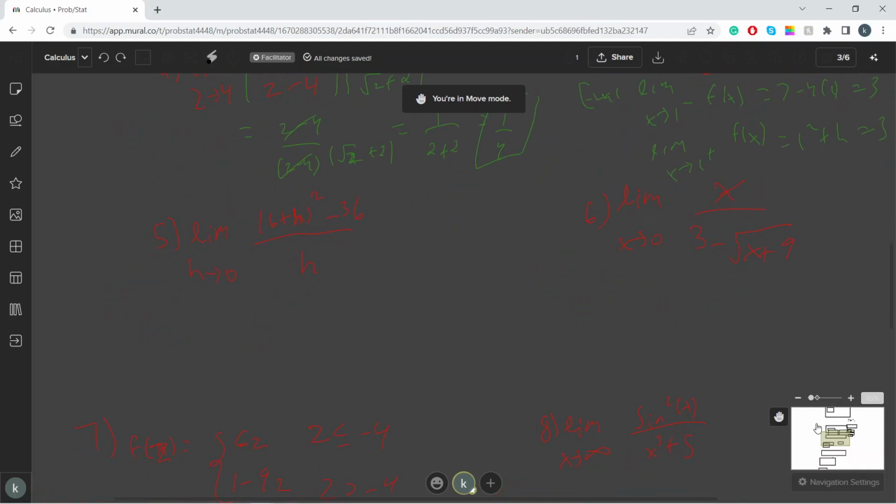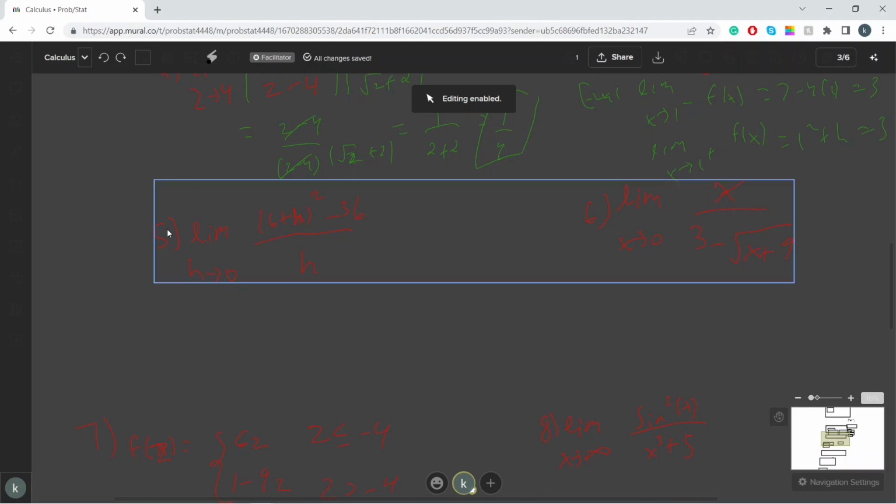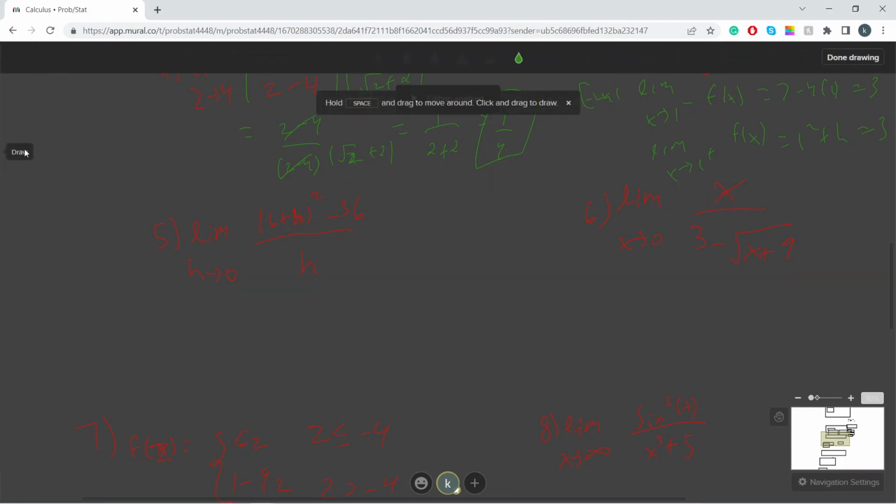All right, now comes problem 5. Okay, we want to evaluate the limit as h approaches 0 of (6 plus h) quantity squared minus 36, that whole quantity divided by h. All right, so you might think that we might want to multiply by the conjugate right here, but I think if we're looking at this expression for the first time, we see here that the 6 plus h quantity is squared. So maybe it might be a good idea to expand that out, right?